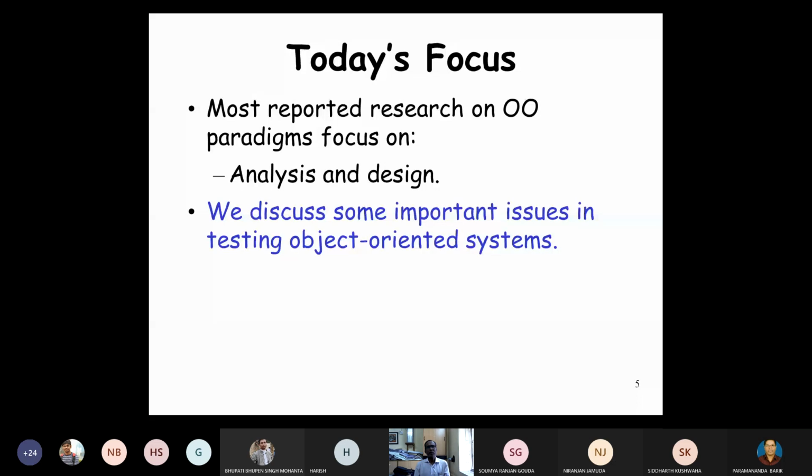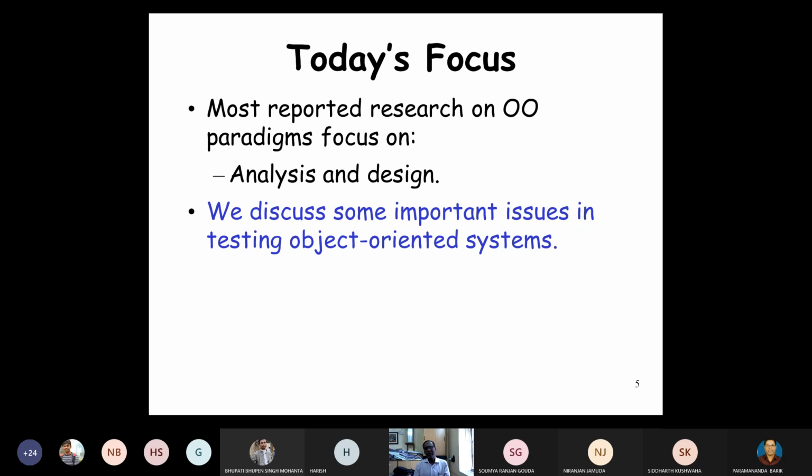So what is today's focus? Today's focus is the following. Most reported research on object-oriented paradigms focuses on analysis and design. Any research work you see, much of it focuses on the OOAD part, that means object-oriented analysis and design.